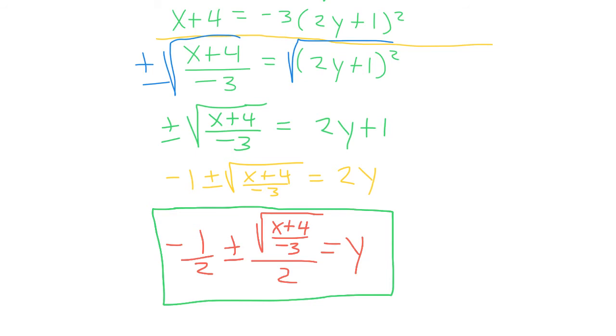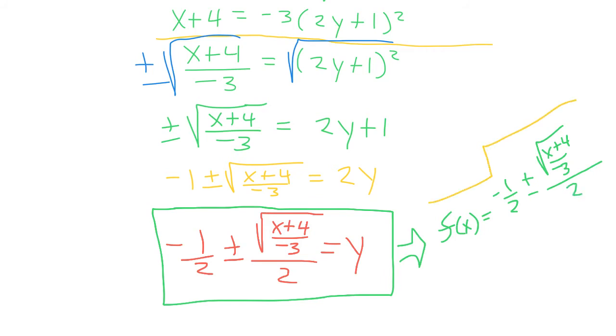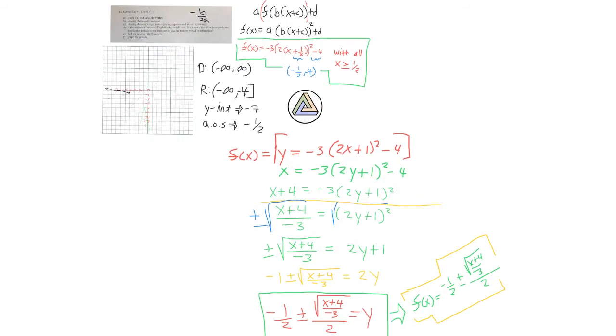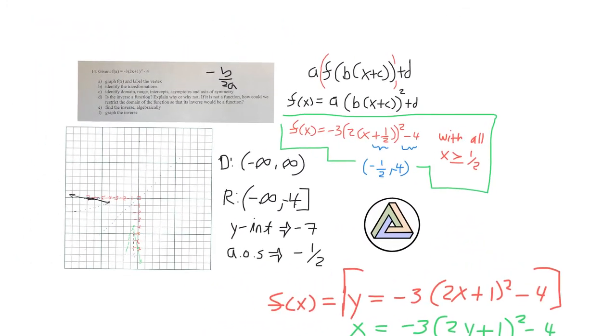Now, if you wanted to use the function notation, you could always just put f of x equals negative 1/2 plus minus radical (x plus 4) over negative 3, that in and of itself is all over 2. And you could call that the final algebraic representation of the inverse function. All right. So a lot of room to make mistakes there. Obviously, be very careful with your algebra. All right. What else are they asking for?